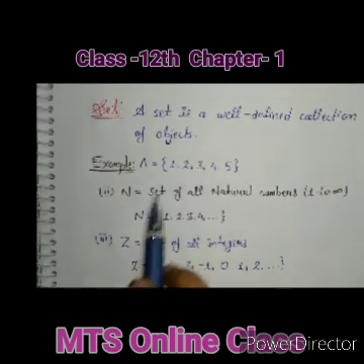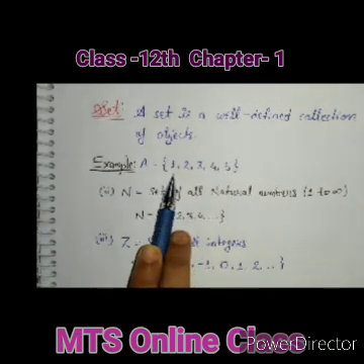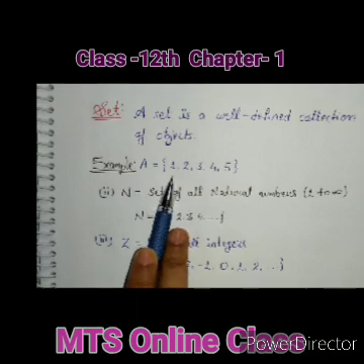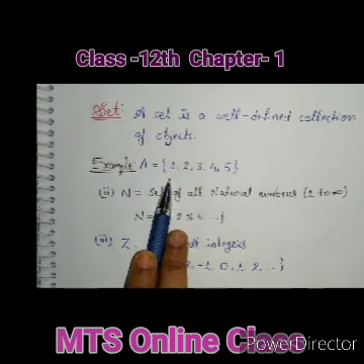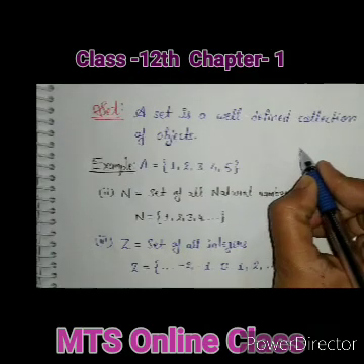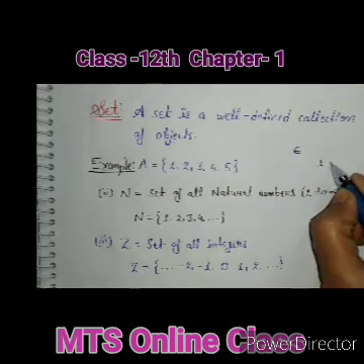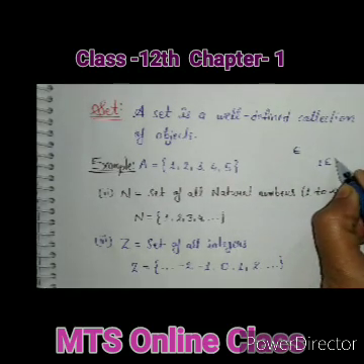Here, 1 is an element of set A. So we say that 1 belongs to A. The Greek symbol epsilon means 1 belongs to A.